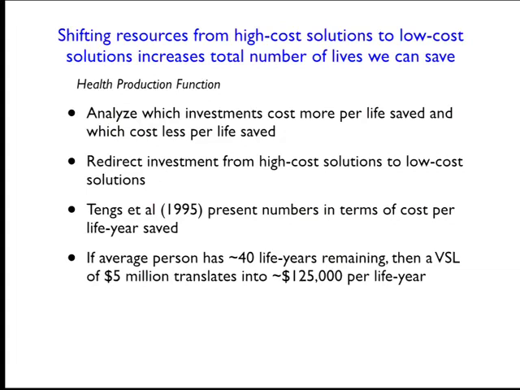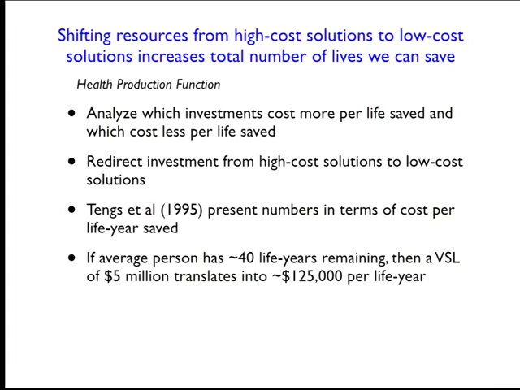But if you thought like, well, typical person, the average person in the population is probably about 40 years old or so, and therefore has maybe about 40 life years remaining, since life expectancy conditional on surviving to 40 is probably close to 80. So then what you're going to think is that a $5 million VSL would translate into about a $125,000 value per life year saved. So just taking the $5 million and dividing through by 40.